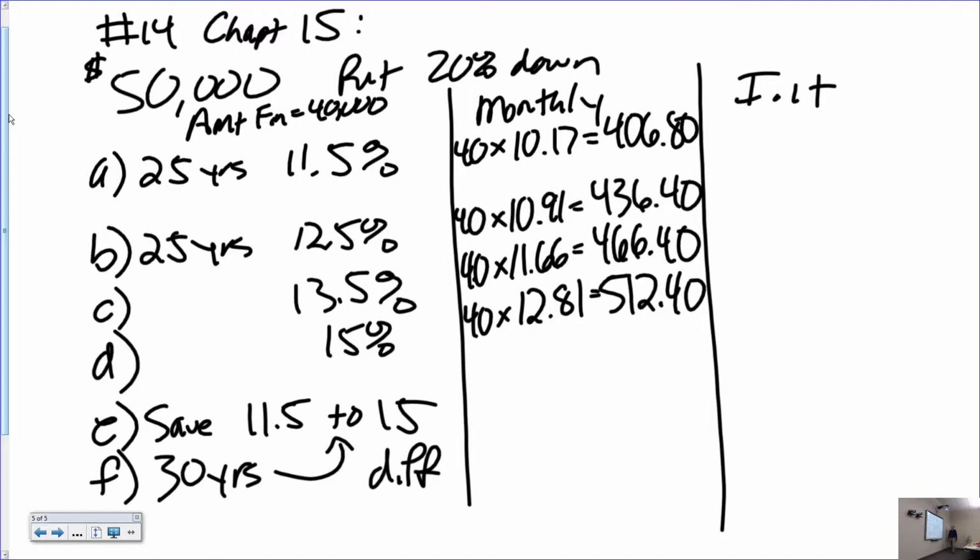Finance. How many months are there in 25 years? 300, right? So 300 times 406.80 minus 40,000. What does that equal?